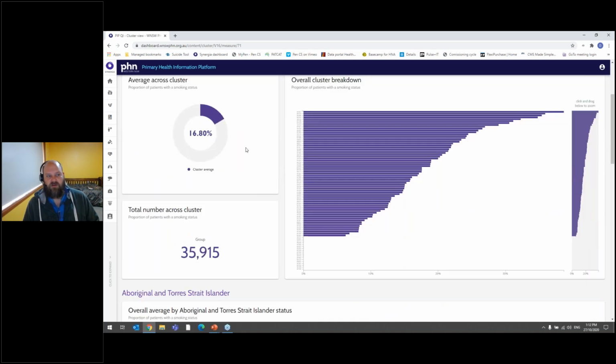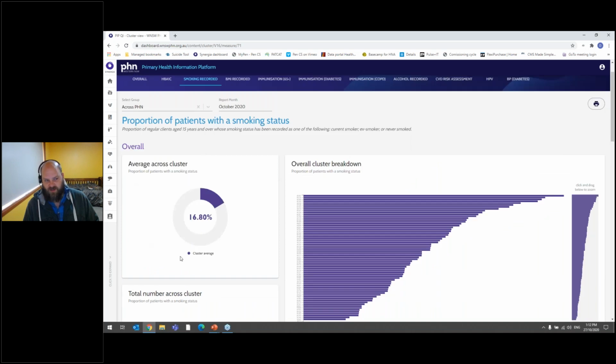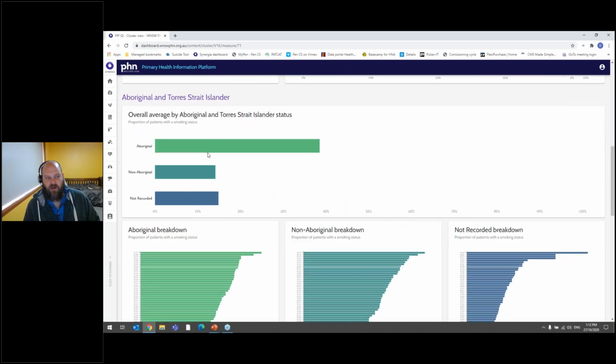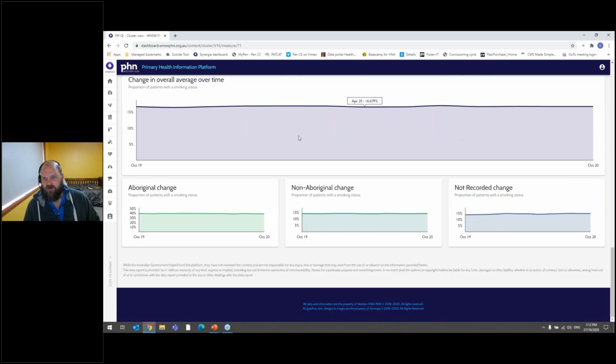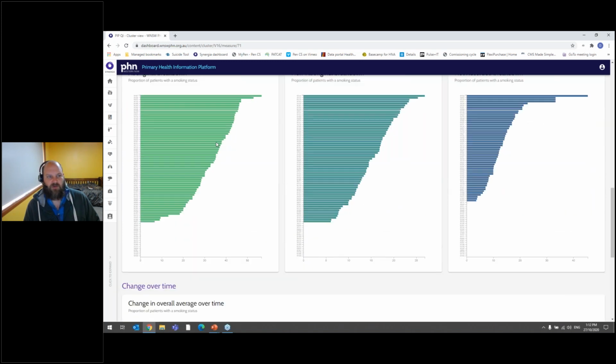And so again, you can look at the breakdown across the PHN, which is both Western and Far West local health districts, that only about 16% of our patients have got that recorded. And again, when we're looking at by Aboriginality, if we're asking those questions as well, and the change over time across the PHN with getting that data recorded.